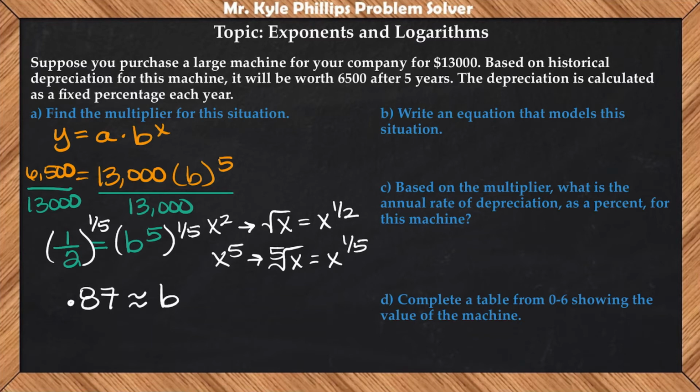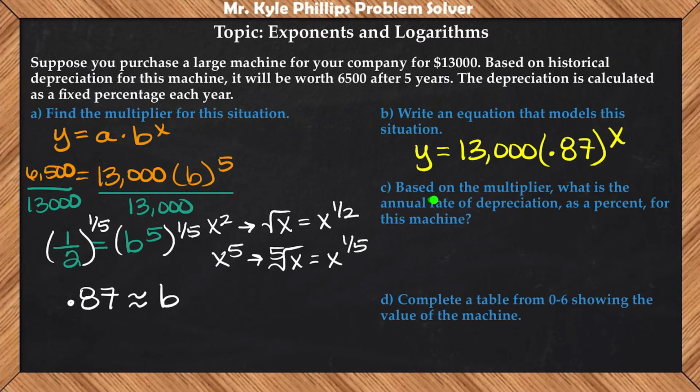So over here it says, write an equation that models this situation. So this is the equation for exponential functions, so I'm just going to plug in my values. We know a, we know x, and now we just found b. So my equation here would be y equals 13,000 times 0.87 raised to the x. This equation would model the depreciation of our machine.